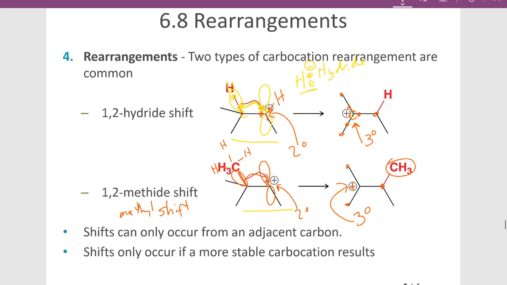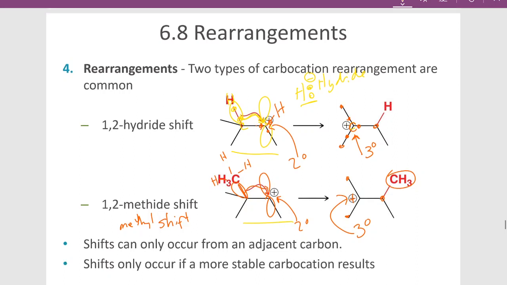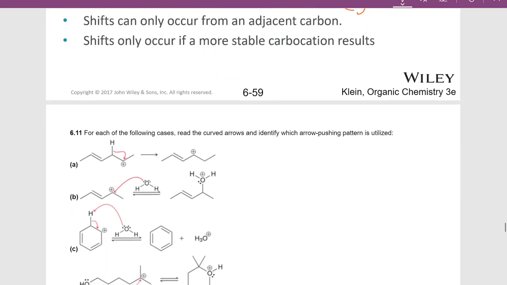Okay. So these shifts only occur if a more stable carbocation results, and in fact these are the only ones that we study generally in this course, but all kinds of alkyl shifts can occur. It doesn't have to be just a methyl shift, it can be an entire R group of some sort. You can get a shortening or a lengthening of a ring, or just all kinds of different things can happen in real life.